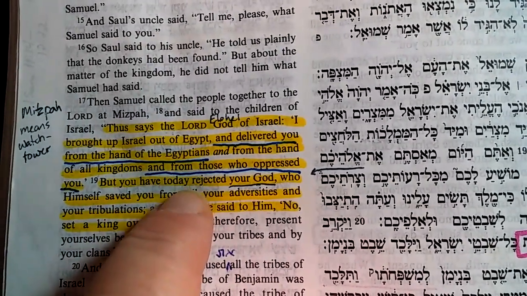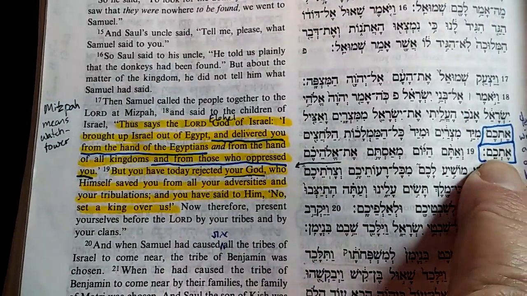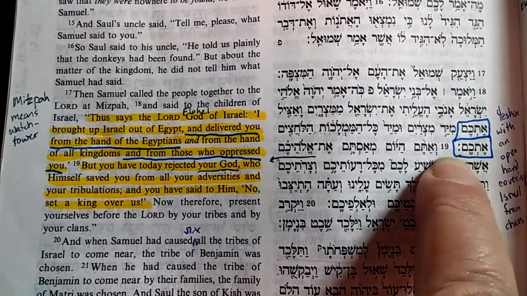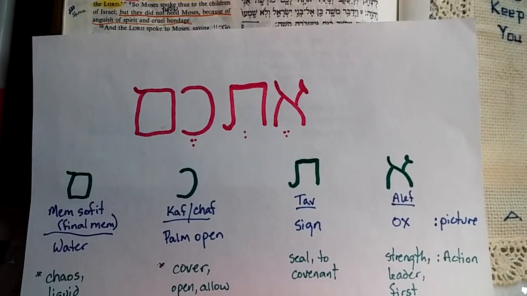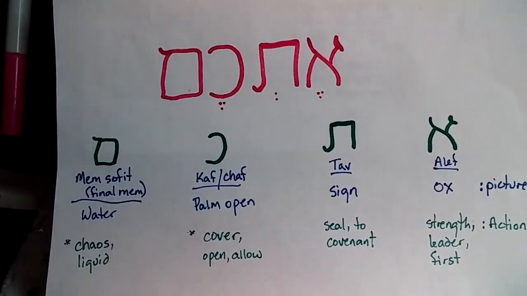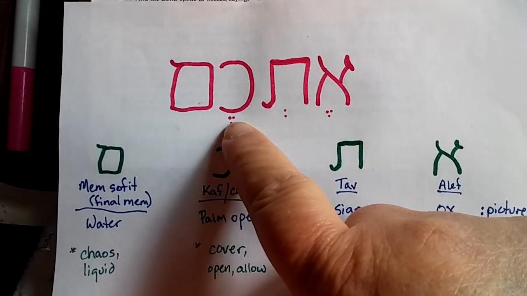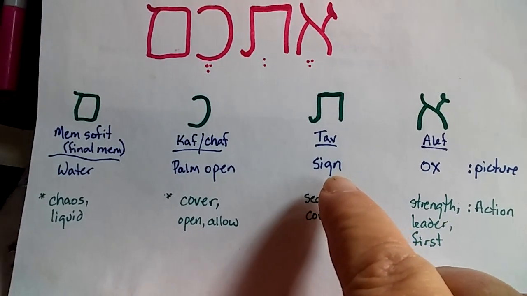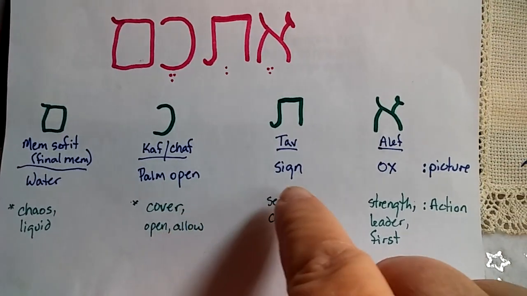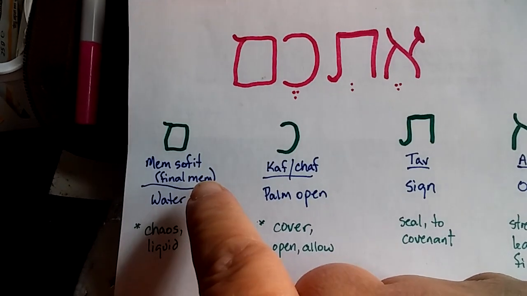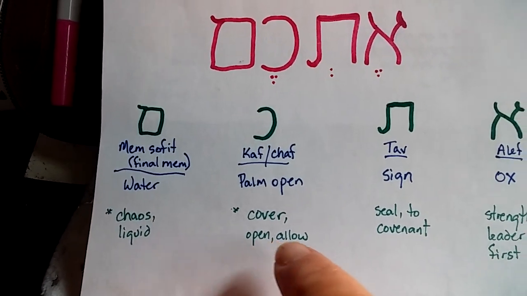All right, you see how we're talking about Egypt and how he delivered them from the oppression, etc. And we have our two Aleph, Tav, Chaf, Mems in these verses. All right, let's go back to Exodus 6. Just to do a little recap, here's our Aleph and Tav, the standalone Aleph and Tav, with the added Chaf, Mem. Just a quick recap, the Chaf means an open palm, and to cover is the action. The Mem Sofit, or the final Mem, represents water, and the action would be chaos.